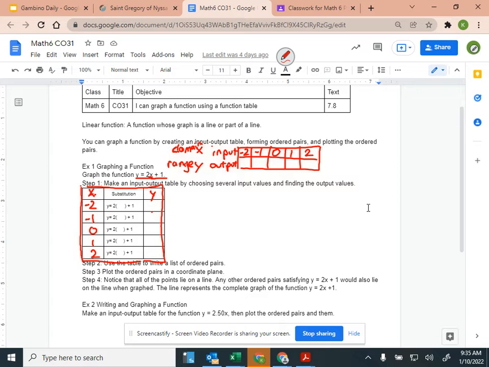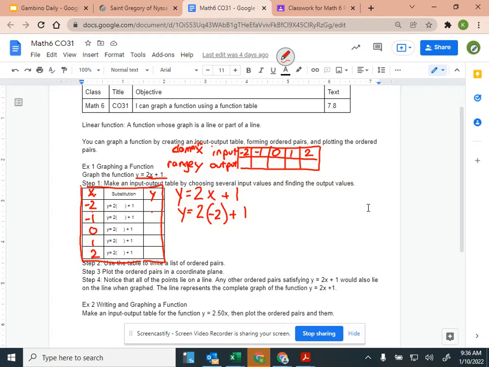Then we're going to take that x and we're going to put it in for the x that's in our function. So our first one is -2. So I rewrite it and I say 2 times -2 plus 1. And I need to do the math to find out what the y is going to be. What is our output? Remember with PEMDAS, the first thing we do is multiply. What is 2 times -2?